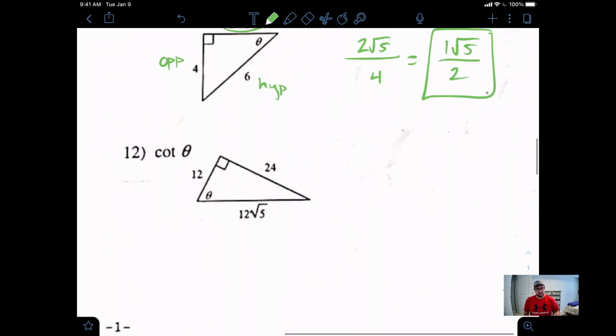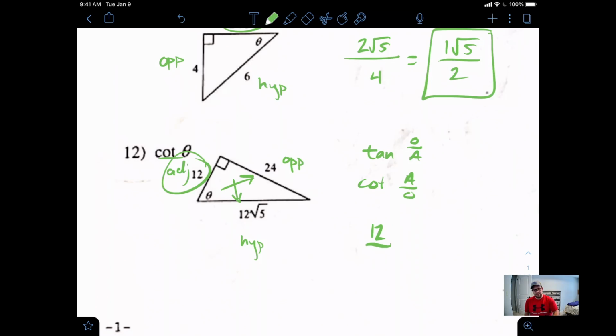Looking at problem number 12, across from the right angle is always your hypotenuse. Across from our angle theta is our opposite, and that means this is our adjacent. We're being asked to find cotangent. Tangent is normally the opposite over the adjacent, so cotangent is going to be the adjacent over the opposite. The adjacent is 12, the opposite is 24, and of course that can be reduced to 1/2 as your final answer.